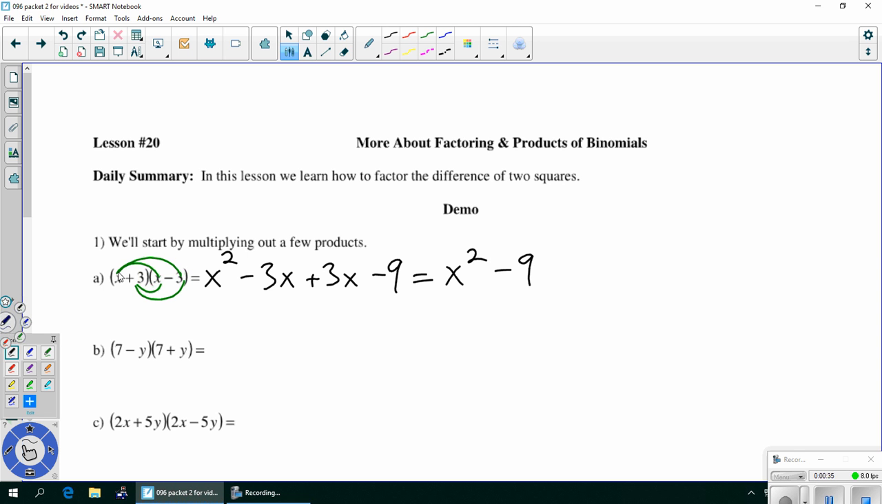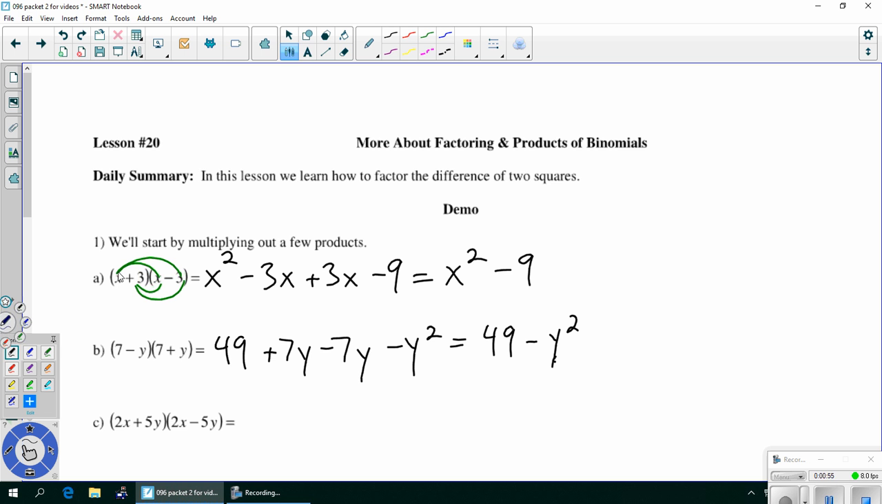Okay, let's take a look at part B. Same deal. First, 49. Outers plus 7y. Inners minus 7y. Last minus y squared. Combine the terms in the middle, which again, they cancel. 7y minus 7y. Now we're just left with 49 minus y squared.